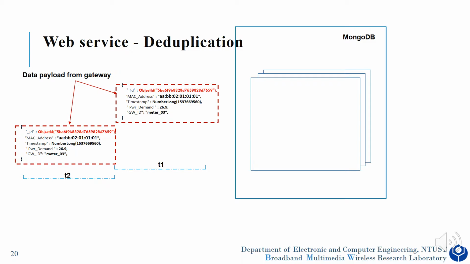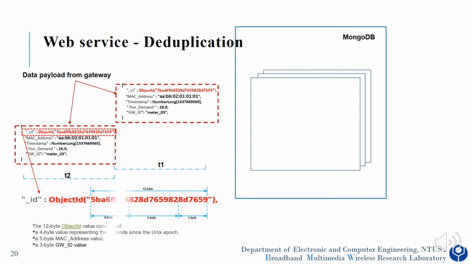To prevent this from happening, we put in a function to generate the object ID in the data payload before this data is written into MongoDB. The way we generate this object ID is by making a 12-byte object ID that consists of 4 bytes representing the Unix time, 5 bytes representing the MAC address value, and 3 bytes representing the gateway ID value. For each of these values, we take the least significant byte, or LSB.